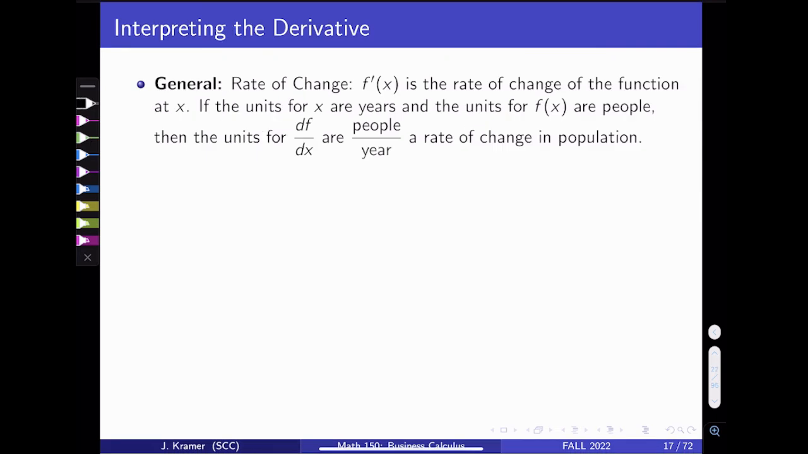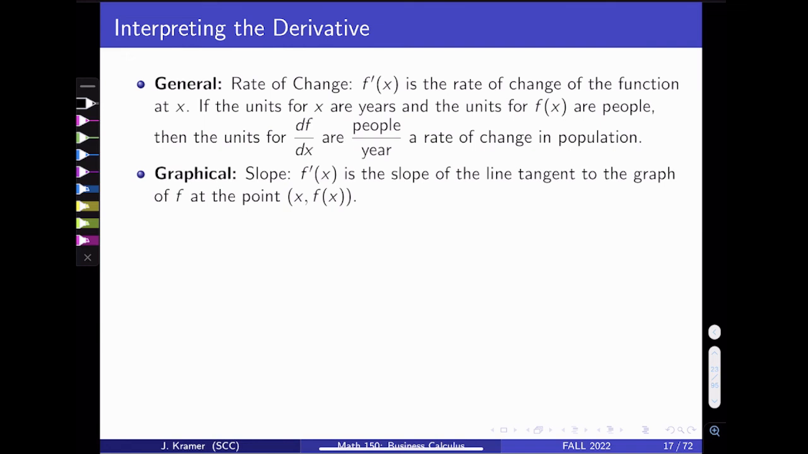So here are some places where we can interpret the derivative. In general, it's interpreted as a rate of change. f prime of x is the rate of change of the function at x. If the units for x are years and the units for f of x are people, then the units for the derivative df dx are people per year, which is a rate of change in population. So notice that we're always doing the change in the function over the change in the input, or the change in y over the change in x.